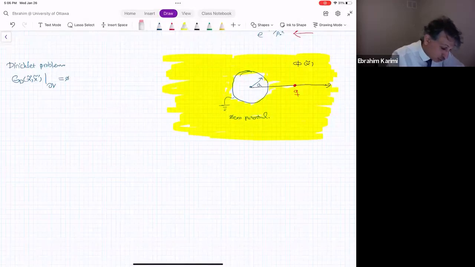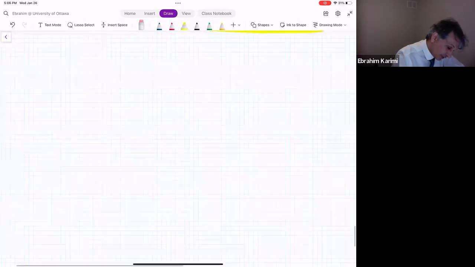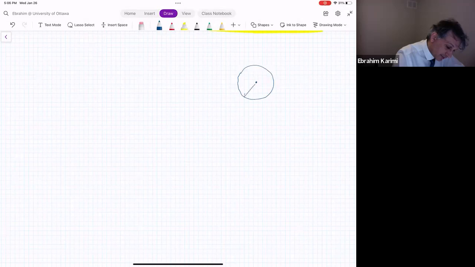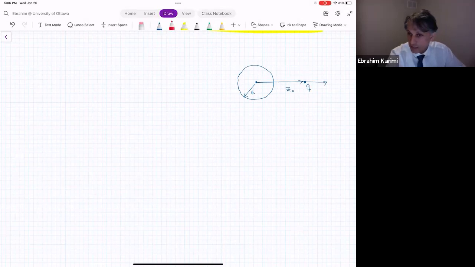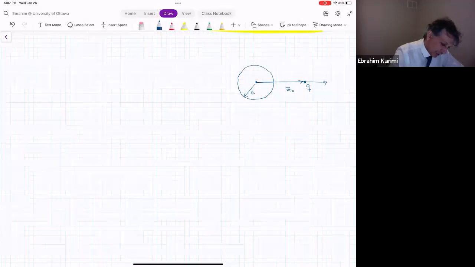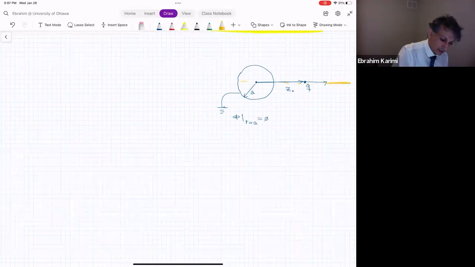So let's choose the coordinates for ourselves. Maybe let me write it down again. So that's the problem that we have. The surface is given by the distance A. The charge is located at a distance from the center of the sphere, let's call it Z0, and the charge is Q. I don't know where the location of the image charge is. And remember, the sphere is also kept at the potential of 0, so the potential at the surface at R equal to A is equal to 0. Definitely, due to the symmetry, it should happen on this axis.